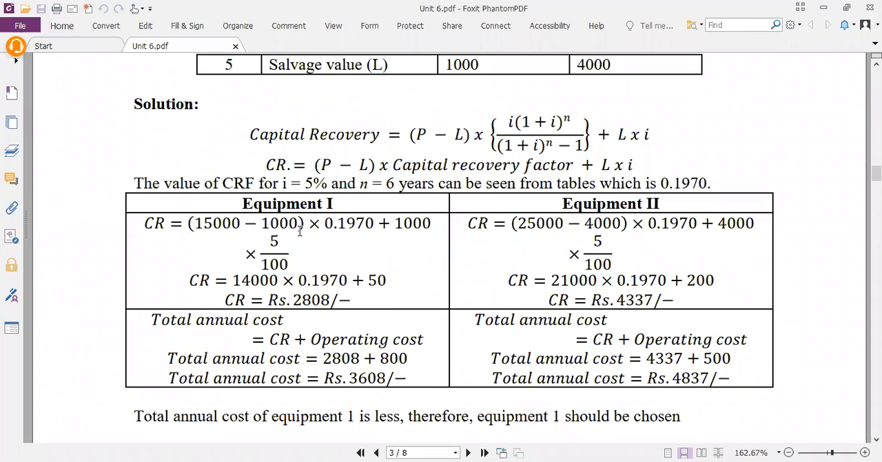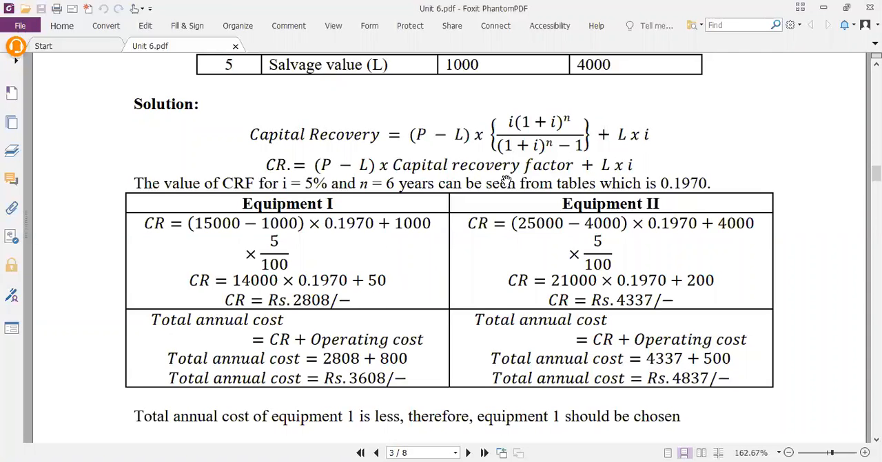And if you put that value in the above formula, capital recovery: 15,000 is the first cost, minus salvage value 1000, into the CRF factor, plus 1000, that is L, the salvage value, into I, that is 5 by 100, that is 5%. So if you calculate all these things, then you will get the capital recovery as 2808, and this is for equipment number 1.